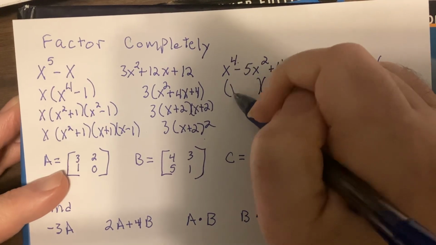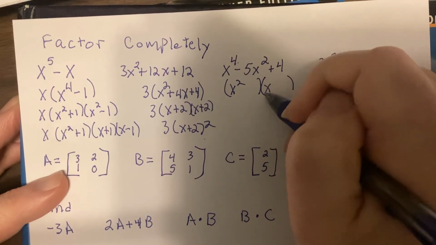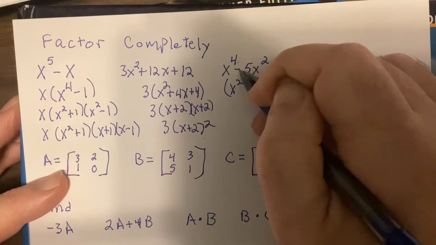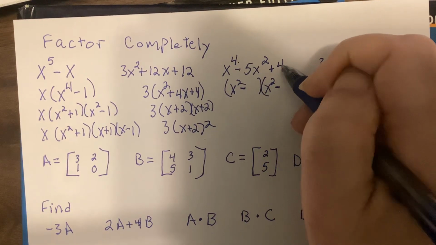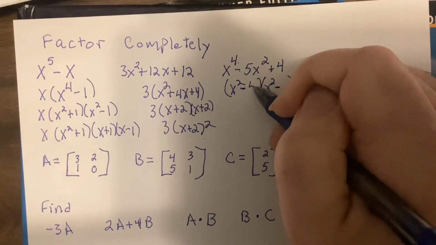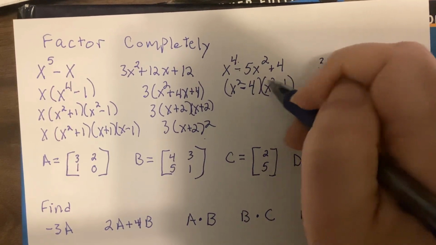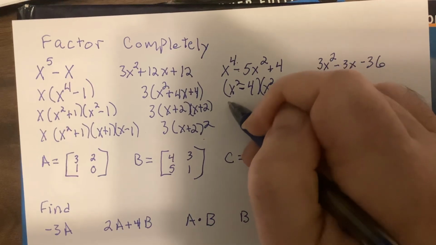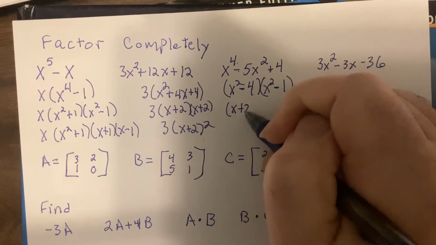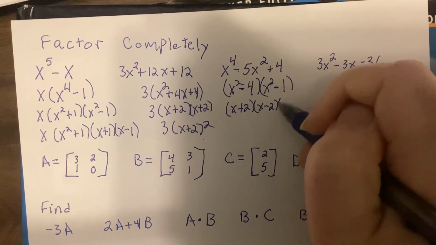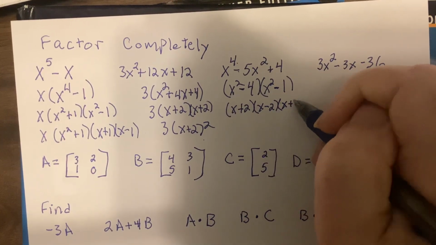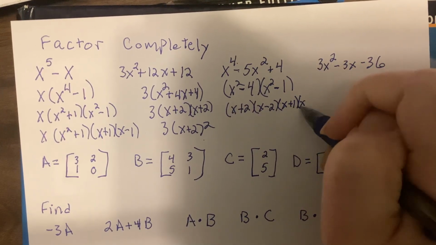This one. So x to the fourth would be x squared and x squared. Last term's plus, so both signs are the same as the middle. What do you multiply to get 4, but you add to get 5? It's 4 and 1. And oh my goodness, they're both the difference of squares. So x plus 2, x minus 2, x plus 1, x minus 1.